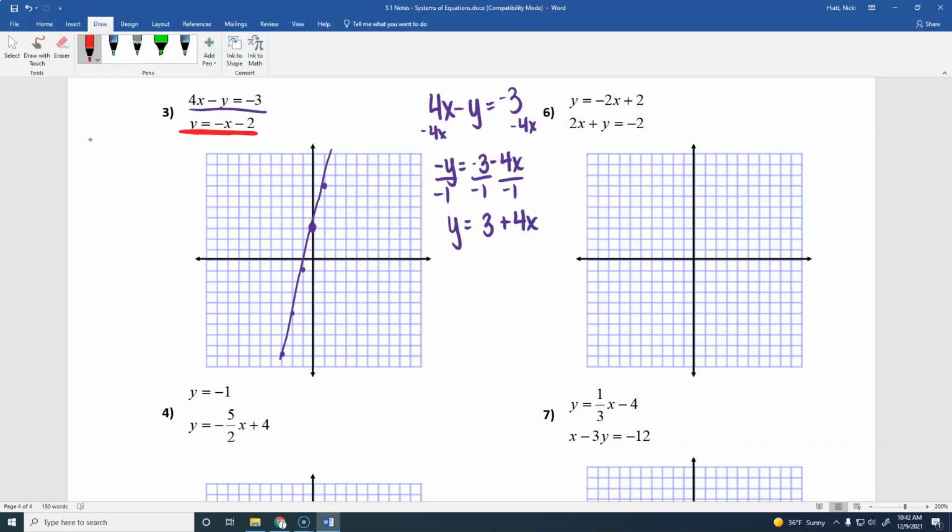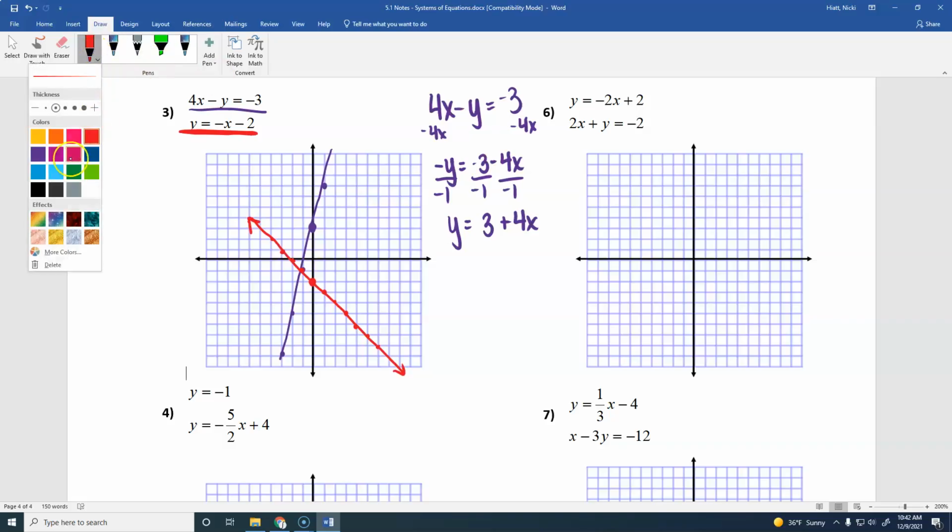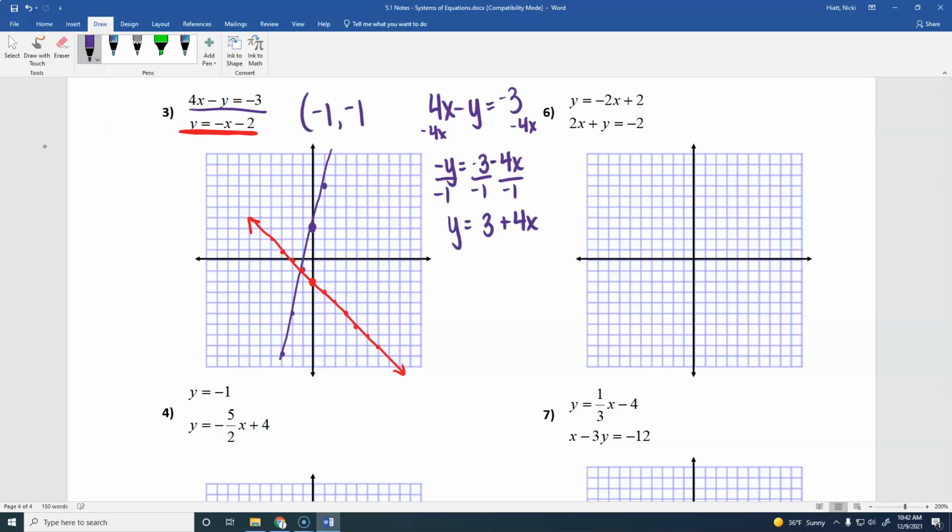It's already solved for y for us. Peyton, what should we do? Yep. Correct. And thankfully you can kind of see right away where they cross right there at negative 1, negative 1. So that will be our answer. And you can always plug those in to check if you're unsure. Feel pretty confident on that one because it graphed pretty easily.